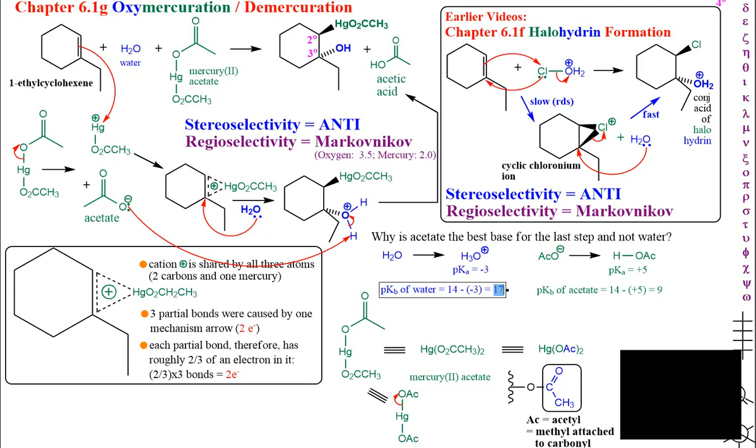This is a log scale. Acetate is 10 to the 8th times more basic than water. 10 to the power of 8 is 100 million. That's all I'm trying to say. 100 million times more basic for acetate than for water. Much better choice. I hope this video on oxymercuration demercuration has been to your satisfaction, and look forward to our next video.